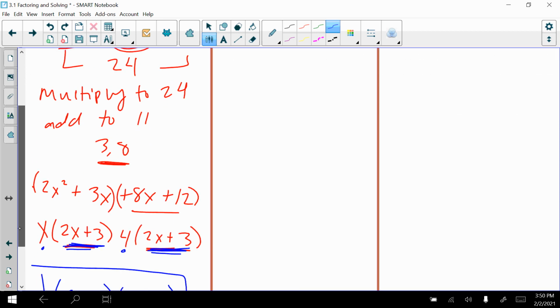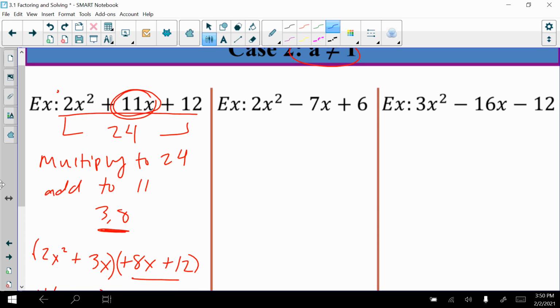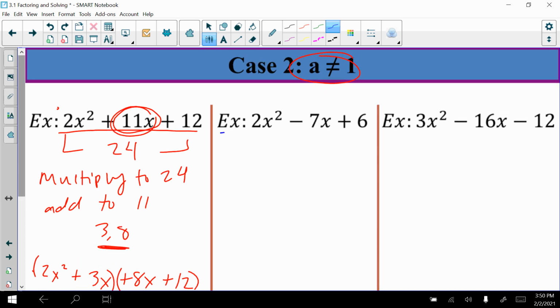Let's do one more example here, and then we'll keep moving. We'll almost wrap this video up. We'll do this example. Then we start by multiplying a times c. 2 times 6 is 12.